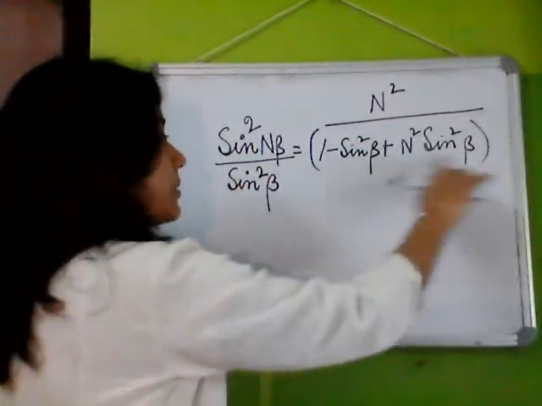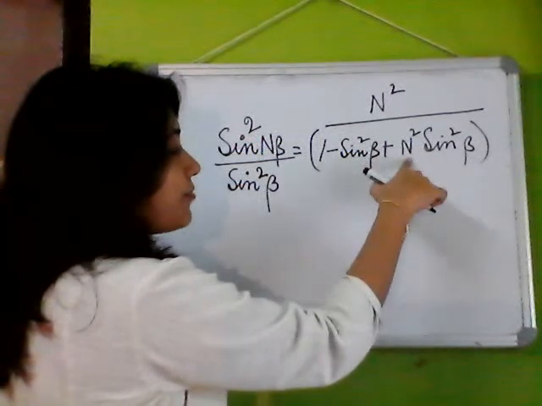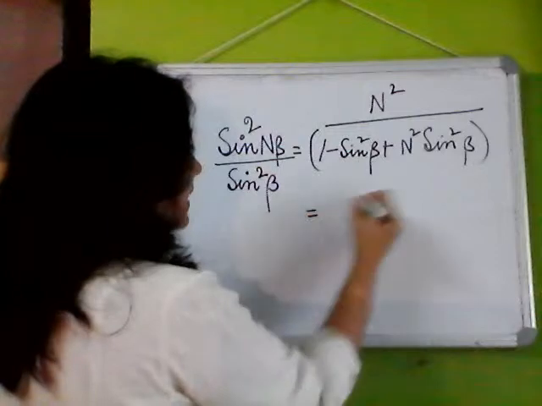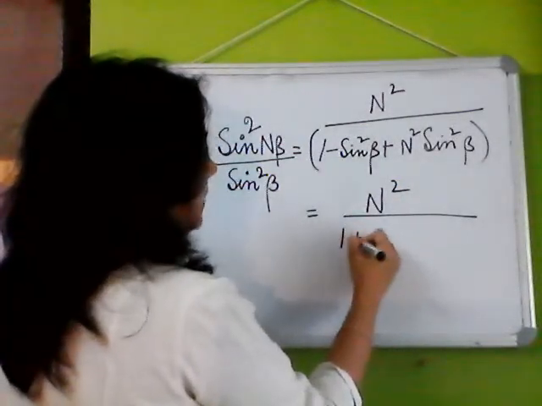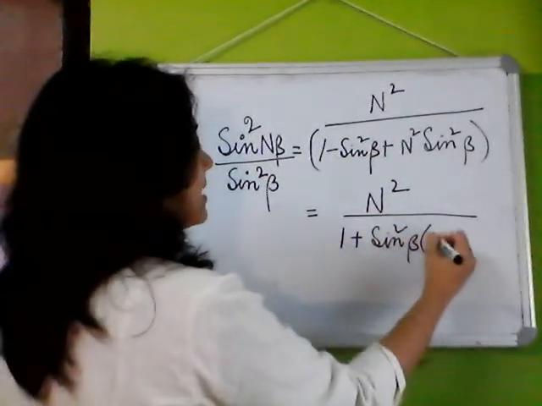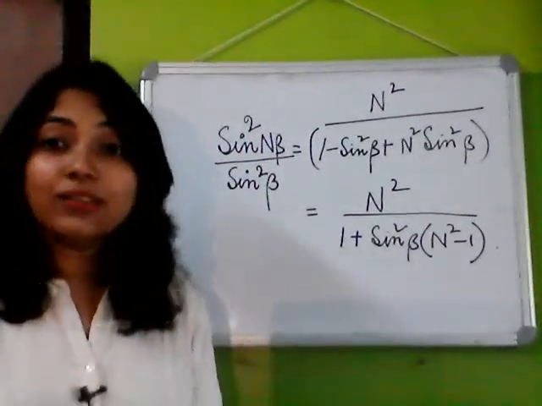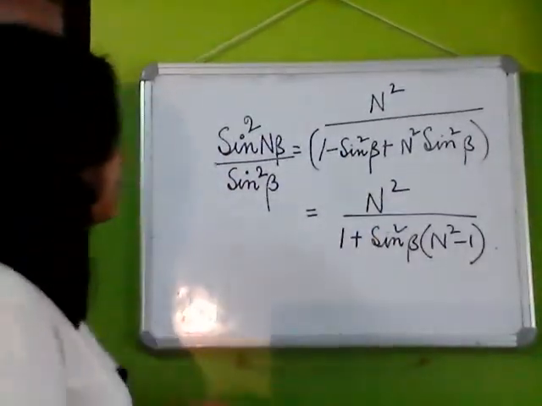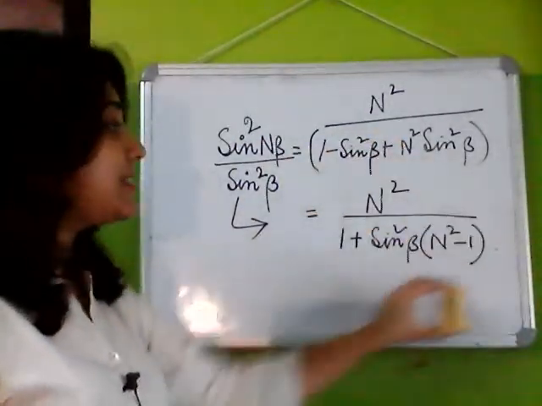Now please look into this expression. I have two terms with sine square beta. One has the coefficient n square, the other has the coefficient of minus 1. So can I not write this as n square over 1 plus, which means if I take a common of sine square beta, it is n square minus 1. So finally, now I have this particular expression for my sine square n beta by sine square beta, which is this.